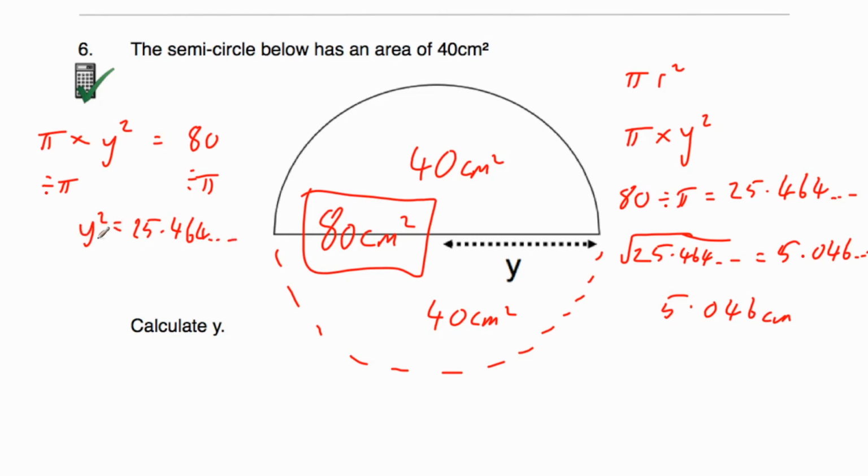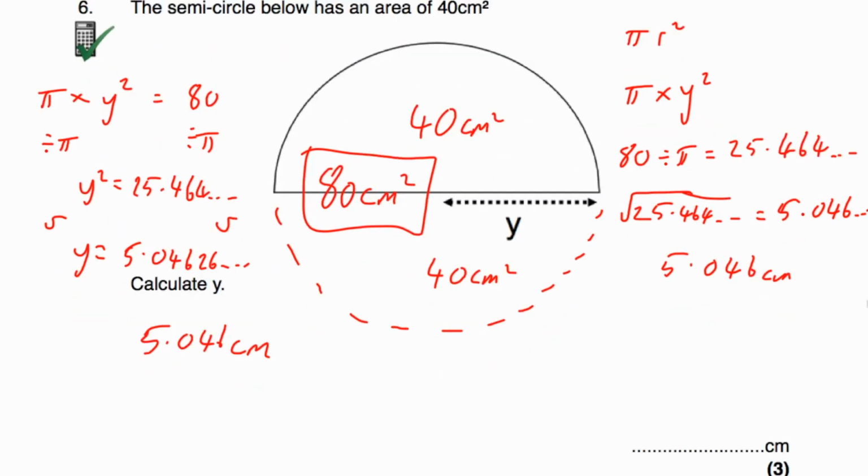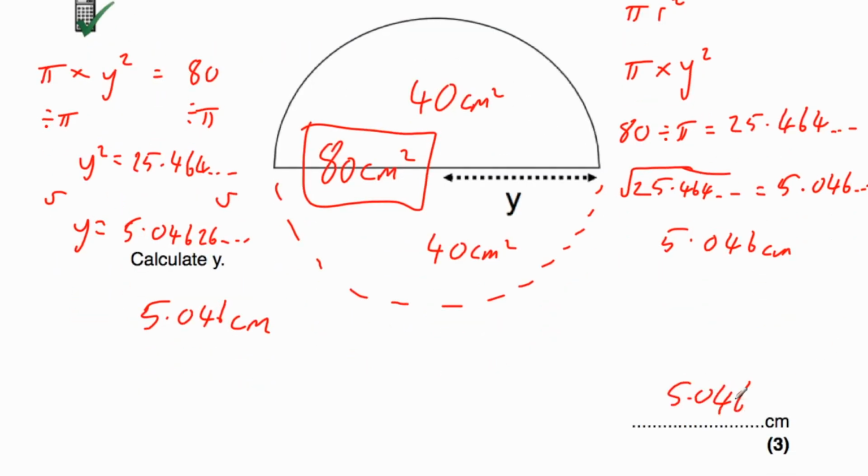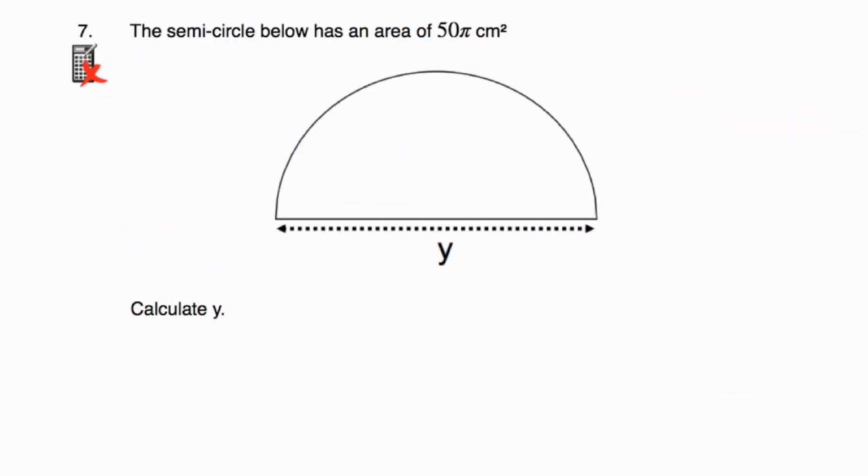Now we don't want y squared, we want to find what y is. Now this is a positive number, so we can just square root both sides. The opposite of squaring is square root. So when we square root, we're going to get y, and on the right-hand side, the square root of 25.464 and so on would be 5.04626 and so on. If we round this to 3 decimal places, the answer would be 5.046 centimeters. So y is equal to 5.046. That's it.